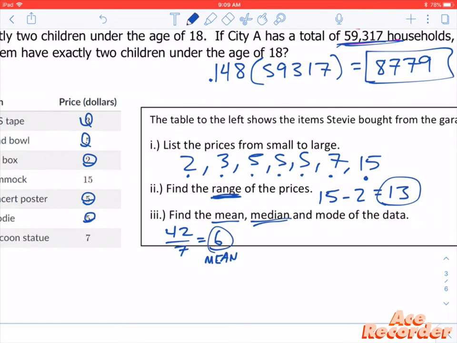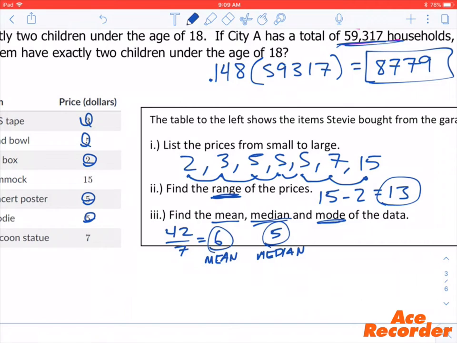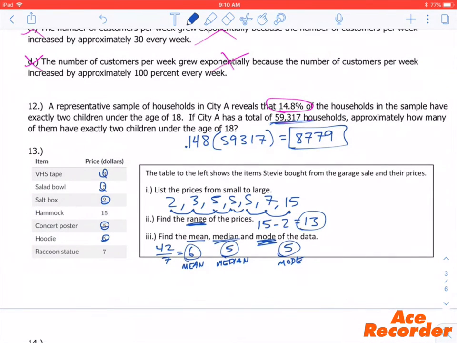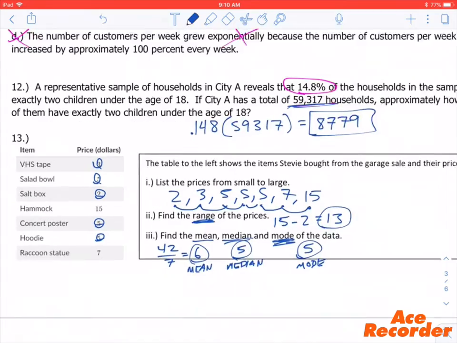Median is when we figure out what's in the middle. So 1, 2, 1, 2, 1, 1. So the middle or median would be 5. Okay, and then the mode just means what happens the most. So clearly the mode would be 5 since it happens 3 times. And there we go. That is 13.